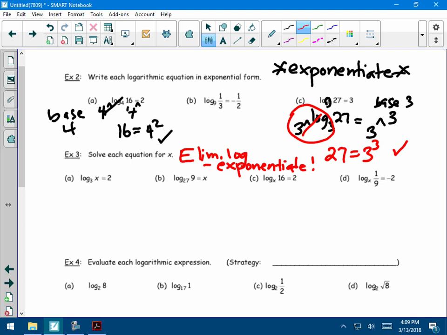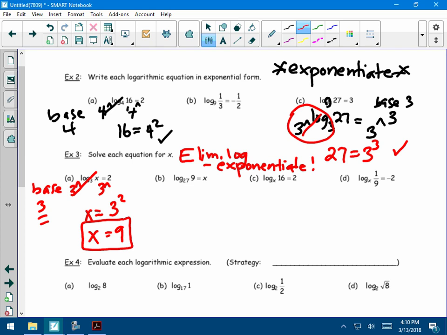So for the first one, our little base is 3 here. And you don't really have to write it down. I just want to make sure it's clear. So on the left-hand side, I'm going to do 3 raised to the left, 3 raised to the right. This part cancels. All I'm left with is x, and then equals 3 squared, and then 3 squared is just 9. Done.